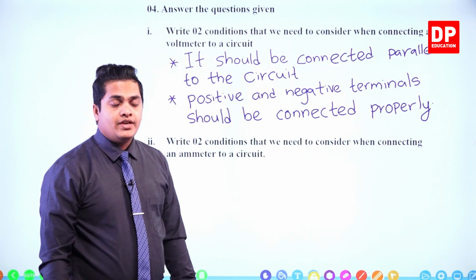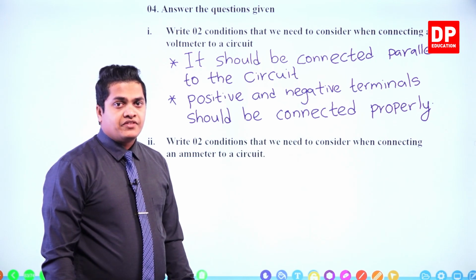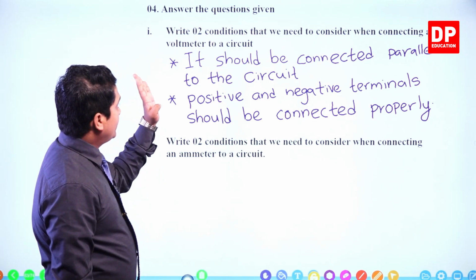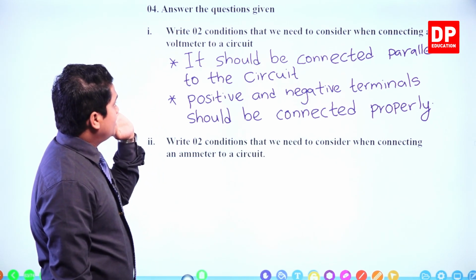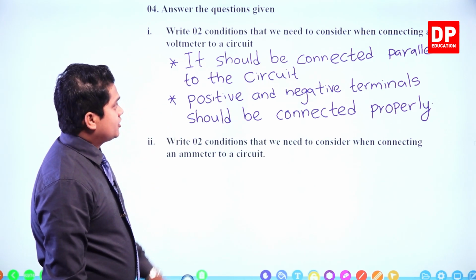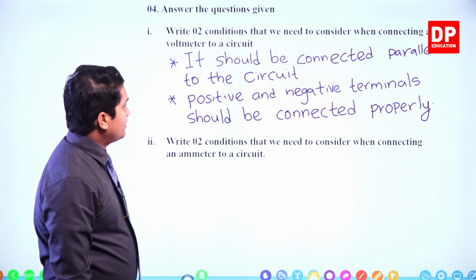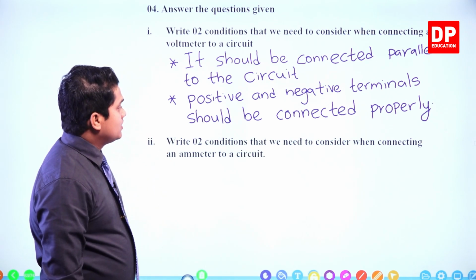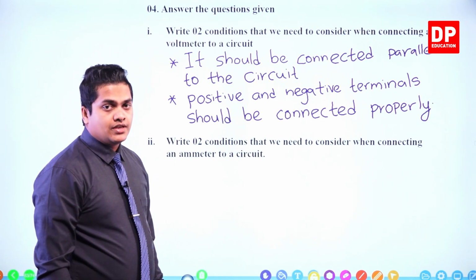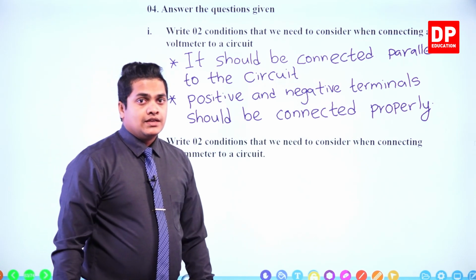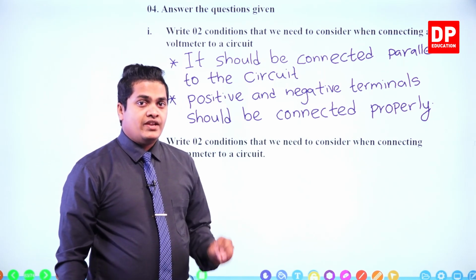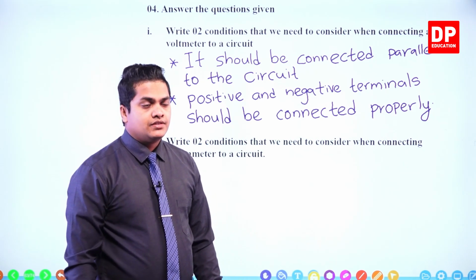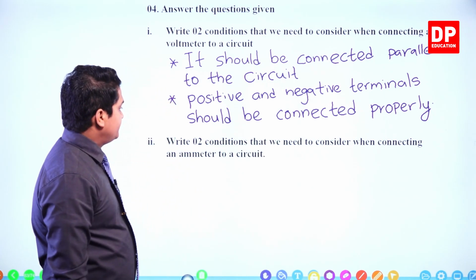Right? So these are the two main facts that we need to follow when you are connecting a voltmeter. First, it should be connected in a parallel connection to the circuit. Second, the positive and negative terminals should be connected properly to the circuit. So these are the two main facts that we need to remember when you are connecting a voltmeter to a given circuit. Right. The next question.